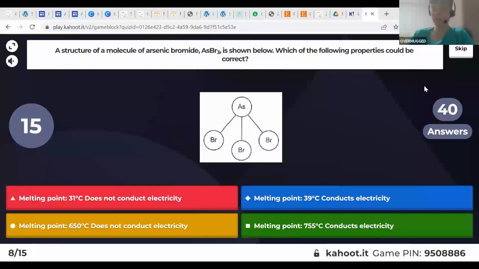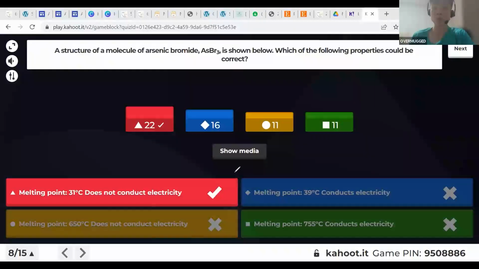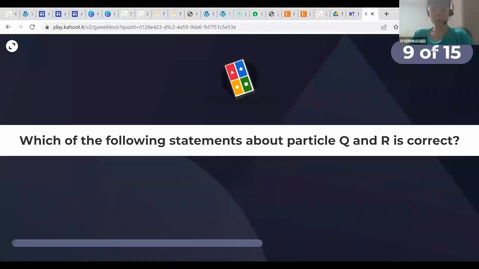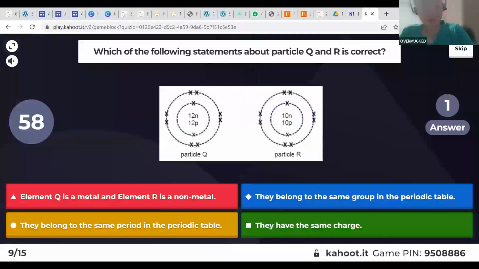What kind of substance is this? Okay, this is a covalent substance with simple molecular structure. It's not an acid, so it does not conduct electricity, and it has a low melting point. Okay, almost there. This is one of the hardest ones. How you all choose so fast?